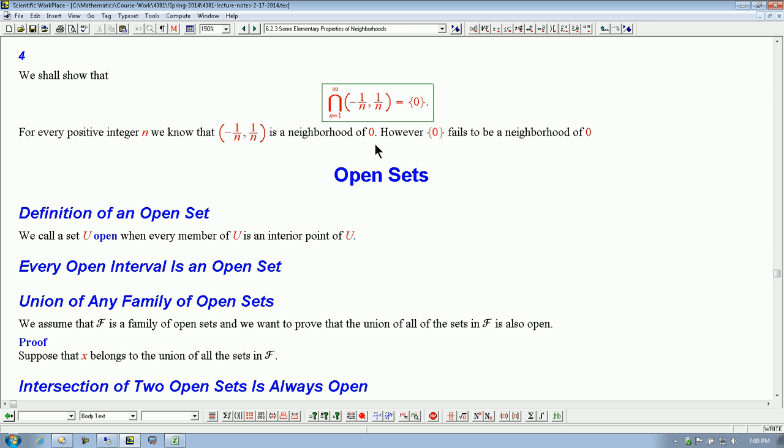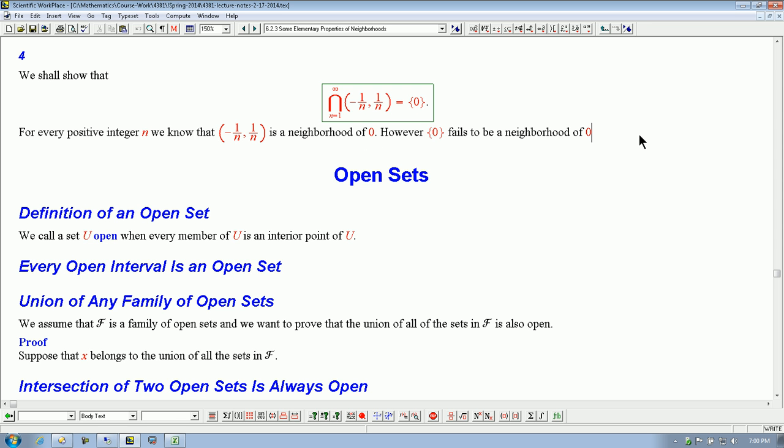Oh yes, the intersection of 55 neighborhoods of a number will be a neighborhood of that number. You can even have 56. You can even have 56 million neighborhoods of a number, but you can't have infinitely many without running into the danger that the intersection might fail to be a neighborhood.